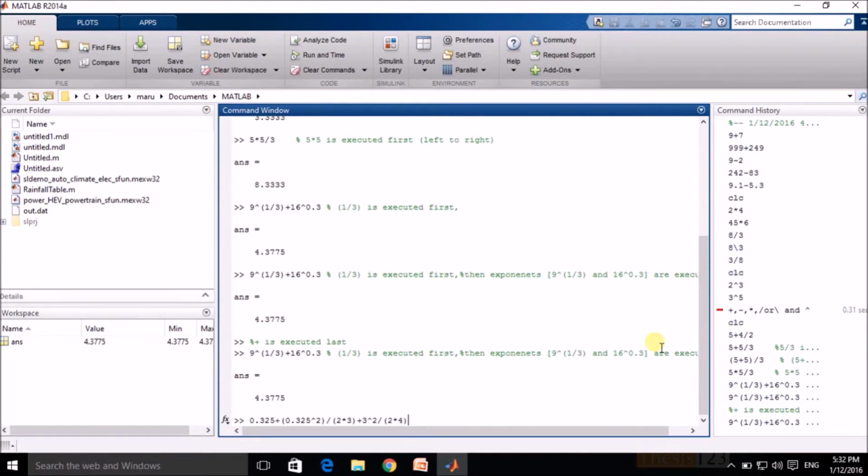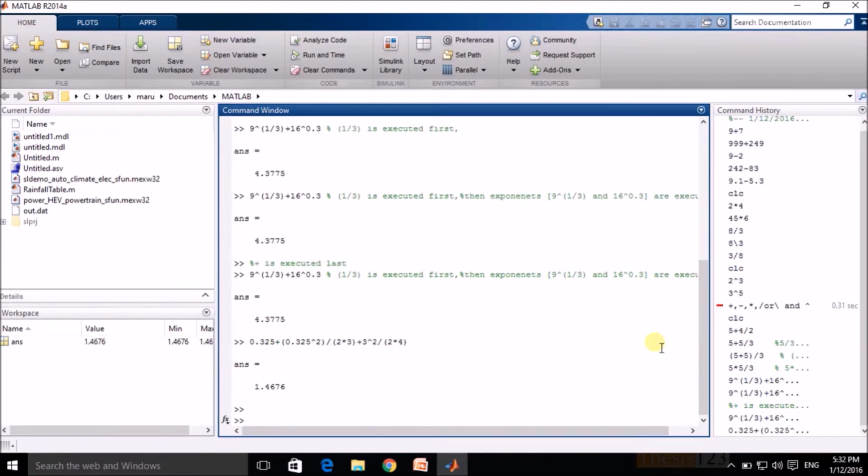We will get an answer of 1.4676, but you have to know which one is executed first, that is, the order of precedence. First, go for parentheses and second for the exponents. Third order is multiplication and division. Fourth order is addition and subtraction. This is the order of precedence.